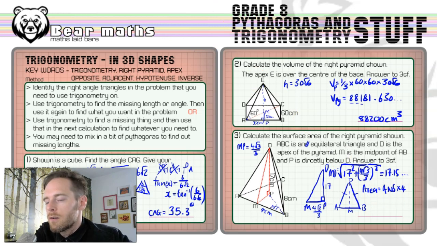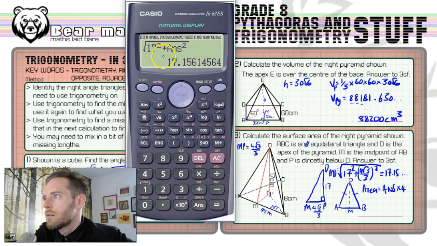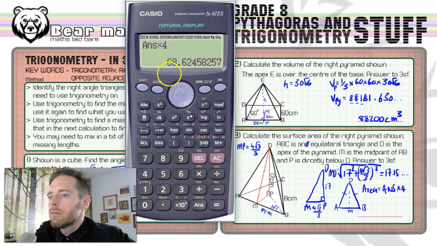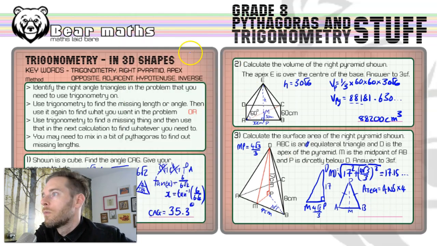And then I can write that down on the side and clear the screen, because we've got a little bit more work to do on this one as well. So that is got to multiply it by 4, because it's half the base times the height for an area of a triangle. So that's 68.62. Just write that down.